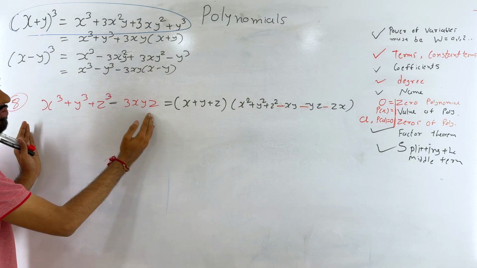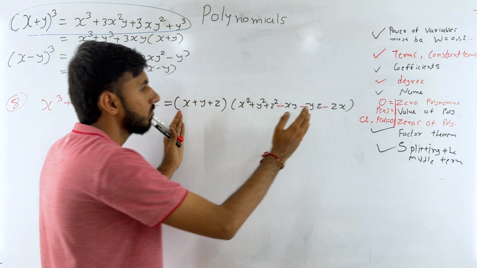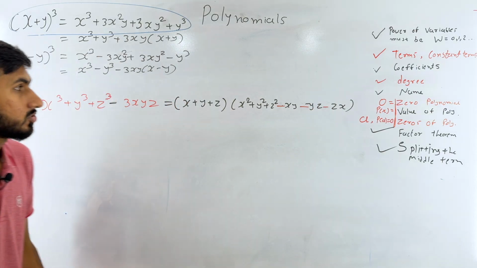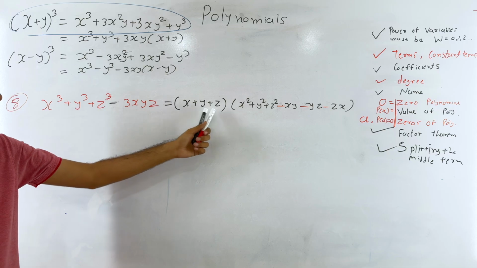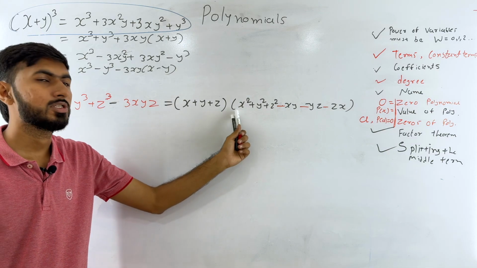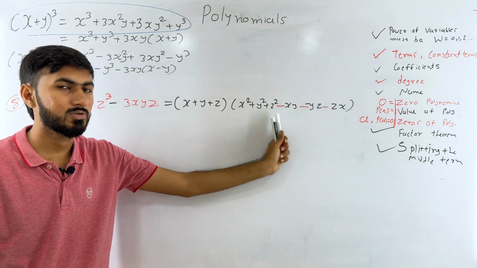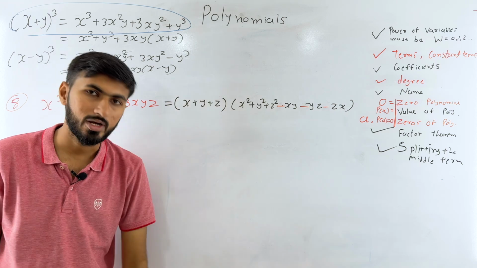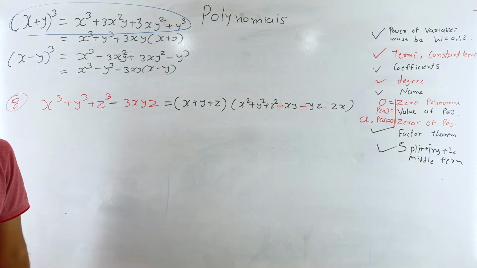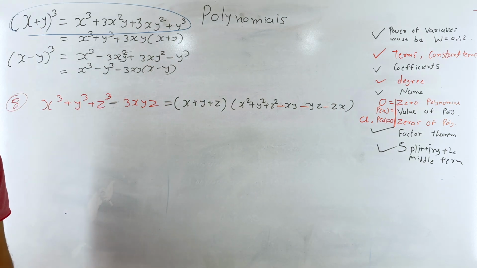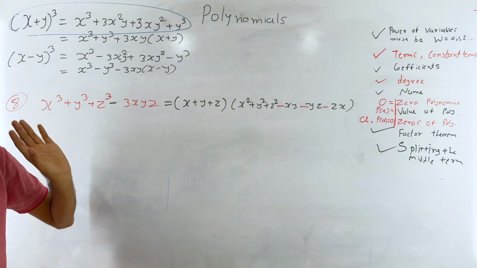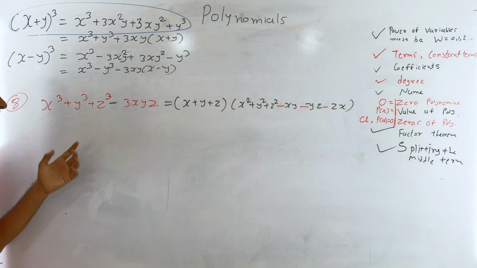If your question will look like this, then your answer will must look like this, right? So your answer will be x plus y plus z in first bracket, in second bracket x square plus y square plus z square minus xy minus yz and minus zx. See, this identity is very big but very easy to understand. Just you have to write it 15 or 20 times in your notebook, right?